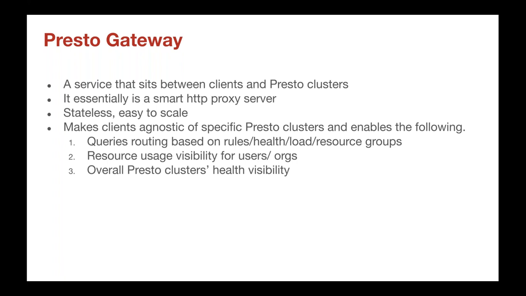The second thing is we are providing some resource usage visibility for user organizations. Most of the time, a user will complain to us about why their query is running slow or why their queries are queued up. In that case, we provide a centralized place for users to see the resource usage for themselves or for the organization they are in. The third thing is the overall Presto cluster health visibility. This provides self-service for the user to diagnose whether a query runs slow because the cluster is unhealthy or just because the user has written some bad queries.